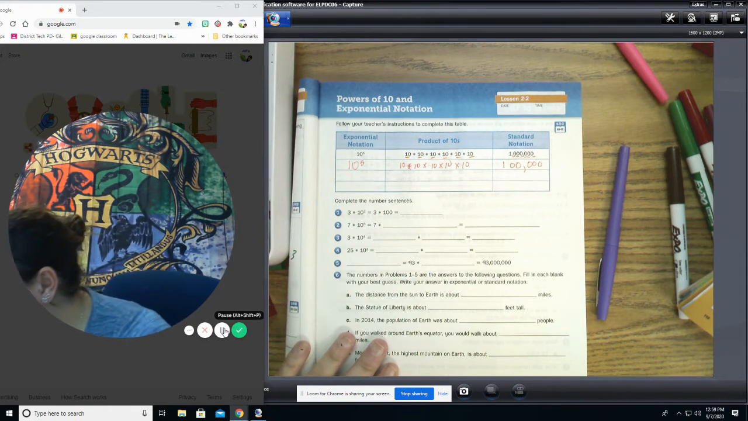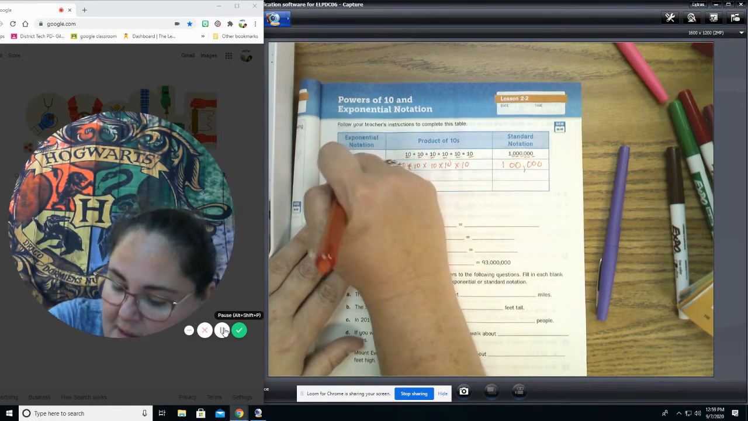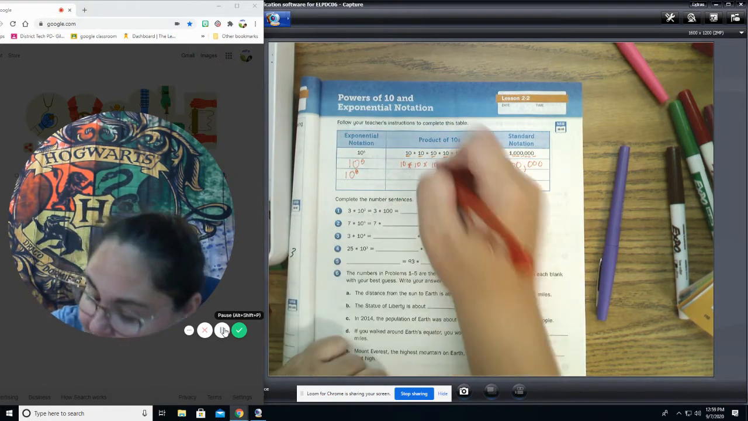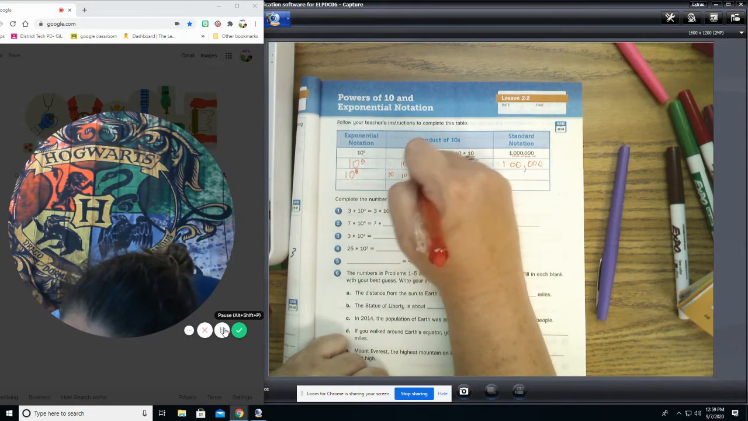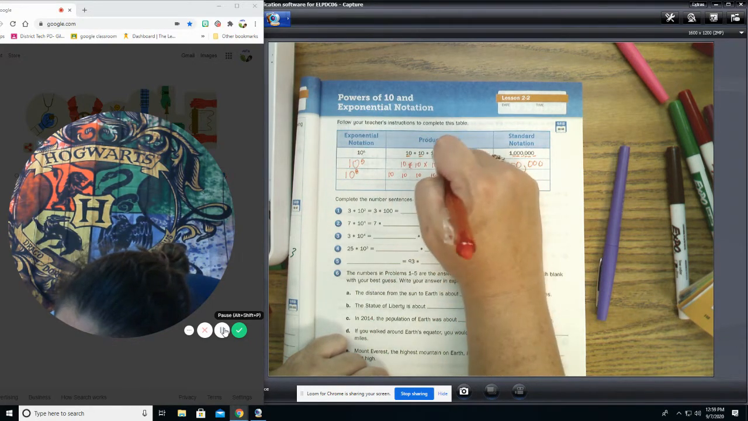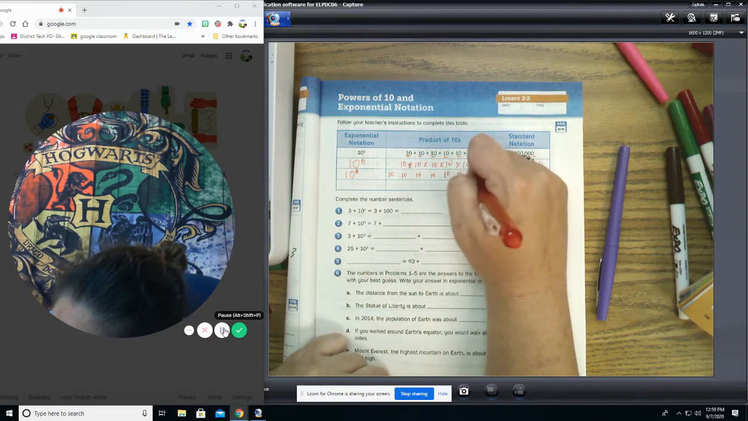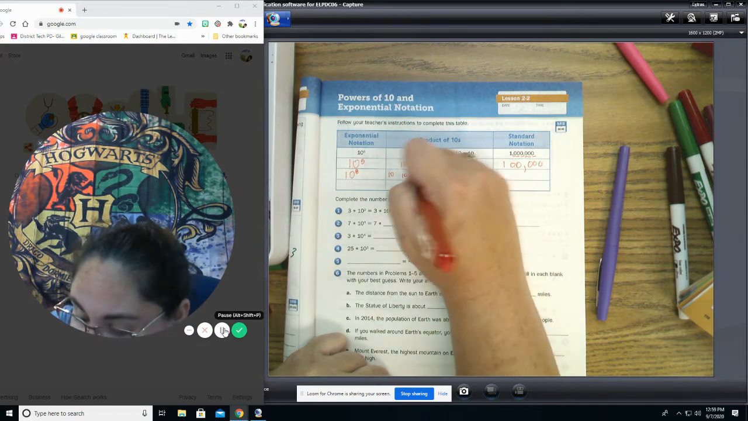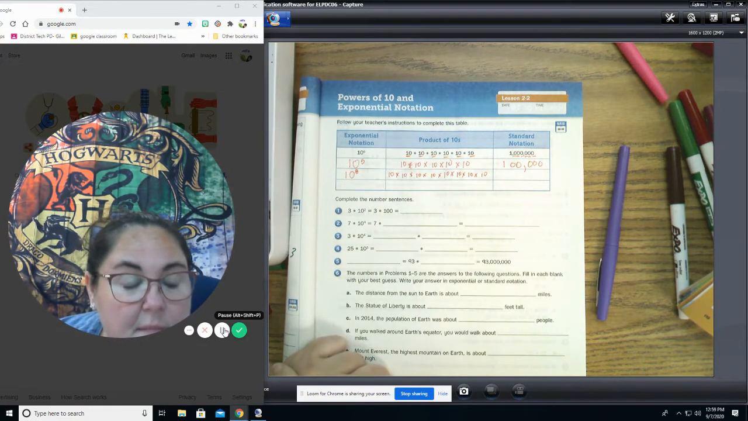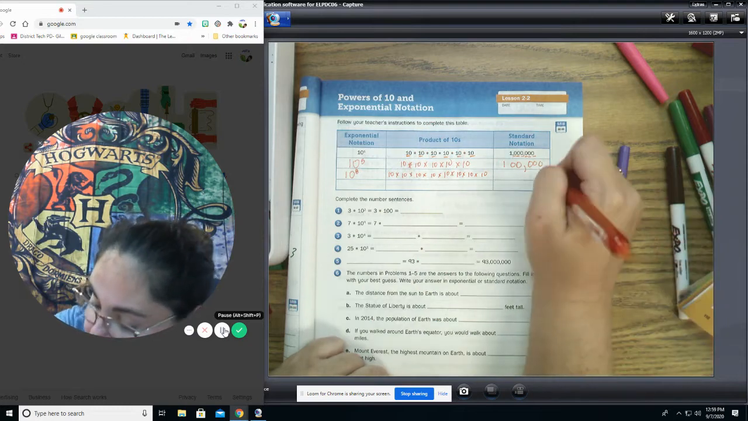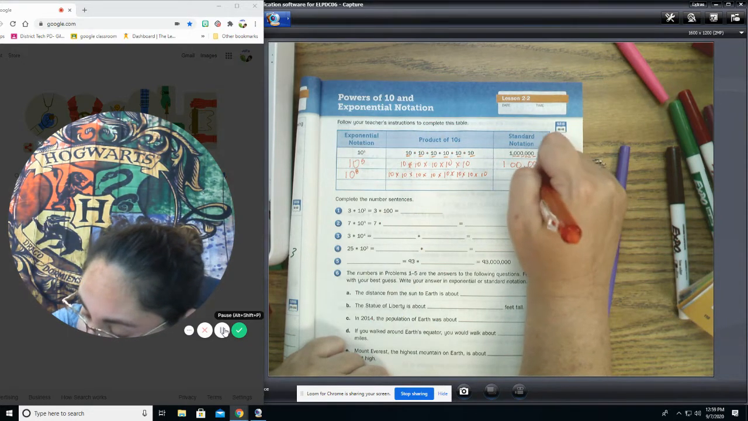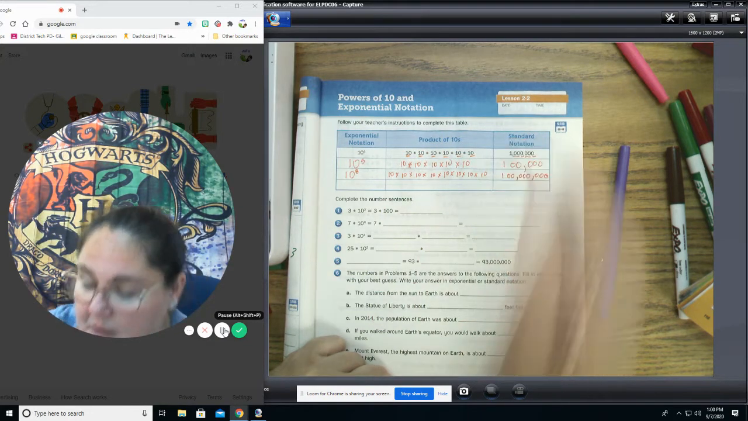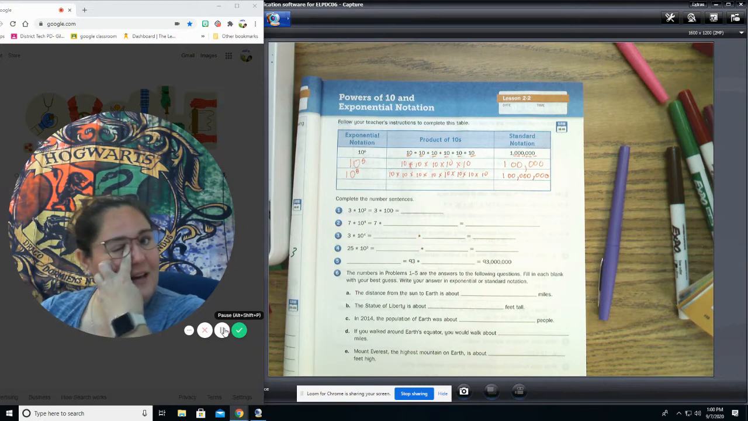All right, how about we do, oh, this is a tricky one. 10 to the 8th. 1, 2, 3, 4, 5, 6, 7, 8. It's easier for me to write the tens out so I know that I have enough. And now I need 8 zeros. 1, 2, 3, 4, 5, 6, 7, 8. There we go.